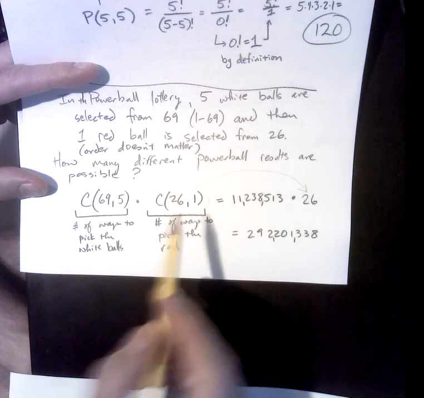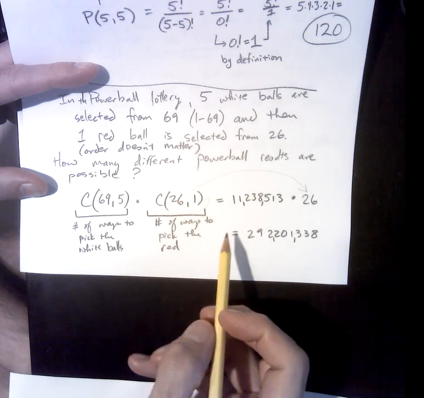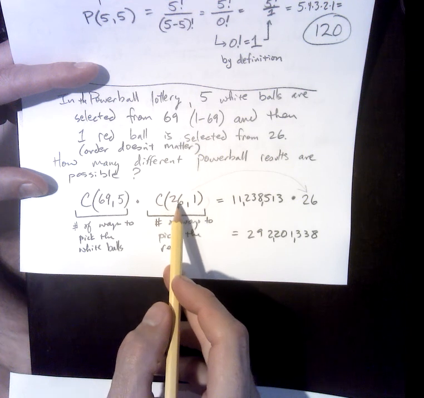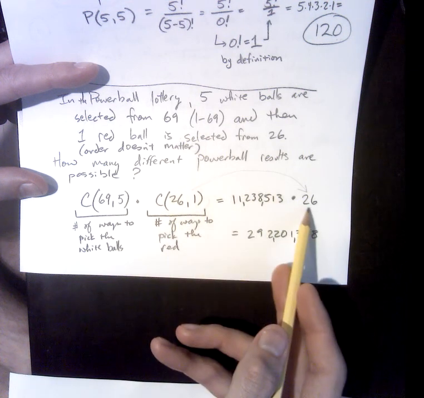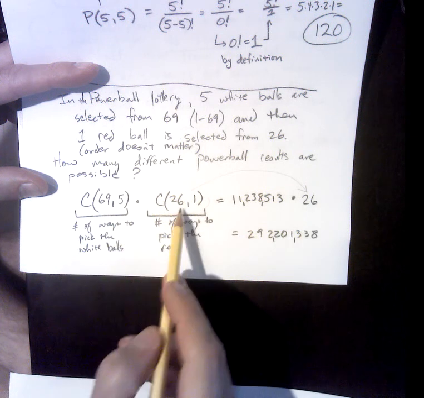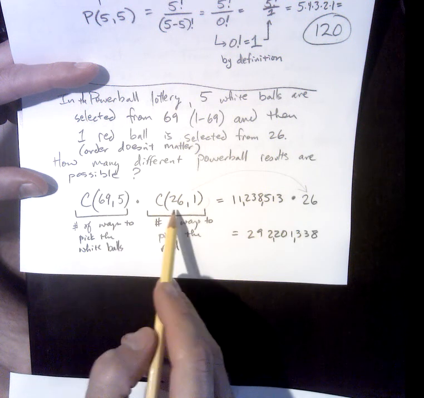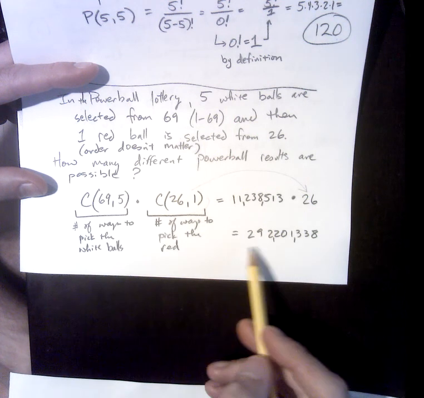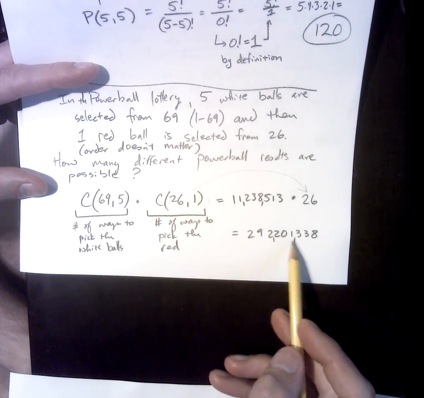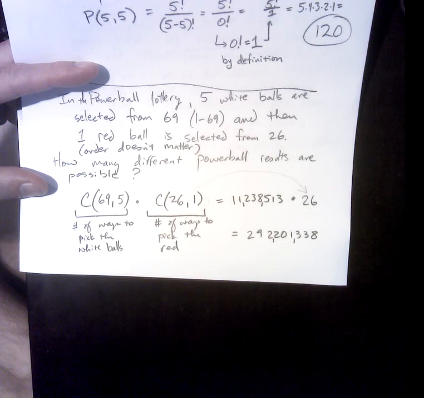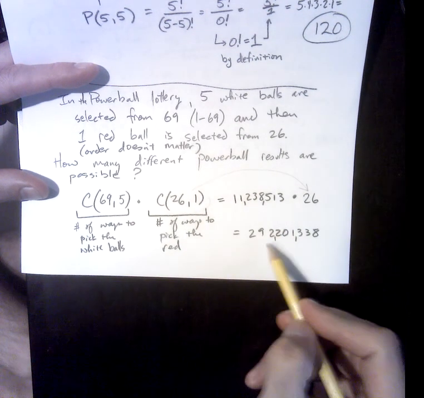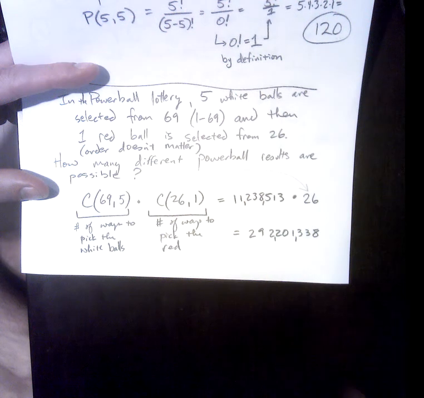Then I figure out the number of ways there are for me to pick the red ball. How many ways are there for me to pick 1 red ball from 26? By the way, this just comes down to 26 ways, so it should make sense. But I multiply those two together because I'm doing one followed by the other, one and the other, and we get a total of 292,201,338 different Powerball results. If you get 1 ticket, you have a 1 in 292 million chance. Not very probable.